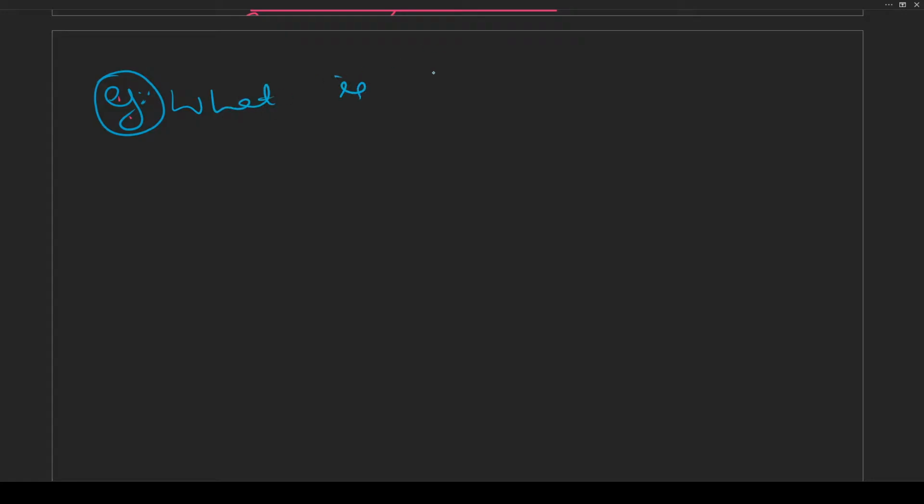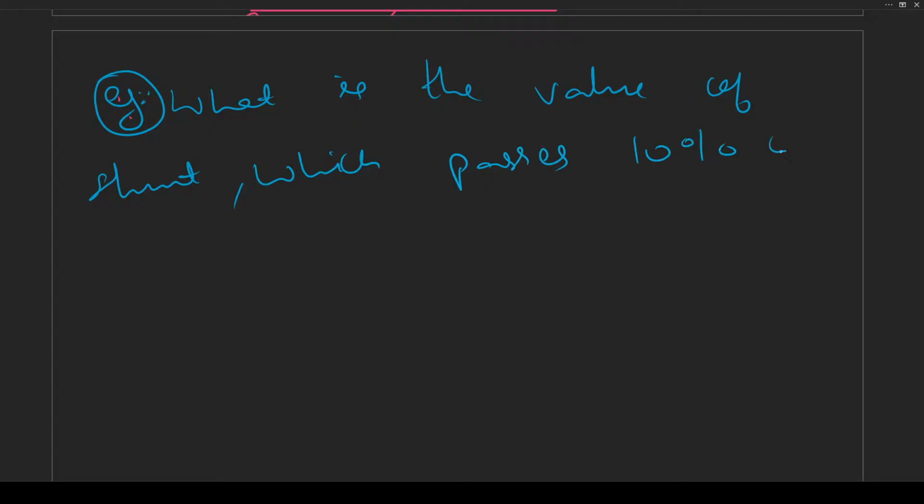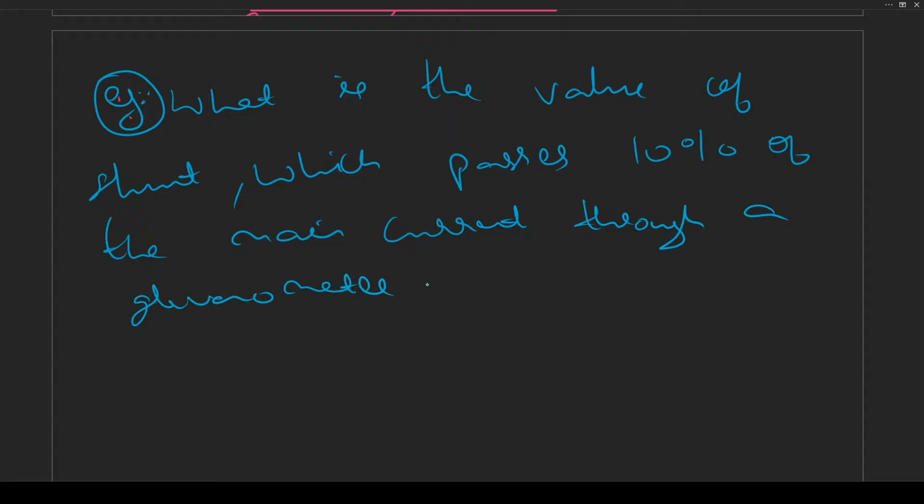What is the value of shunt which passes 10% of the main current through a galvanometer of resistance 99 ohm.